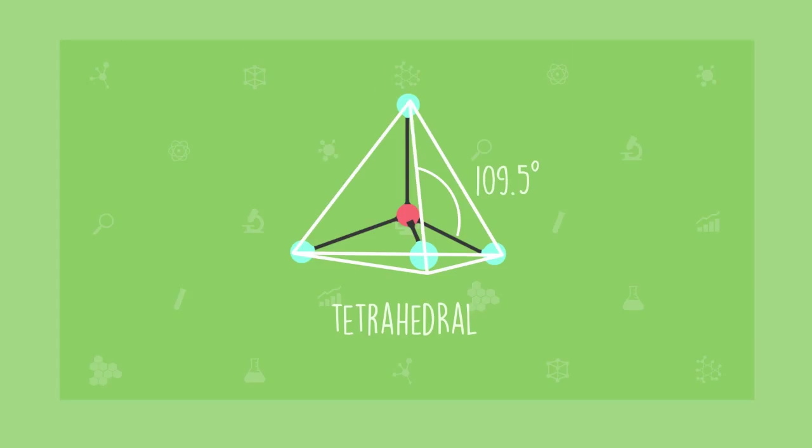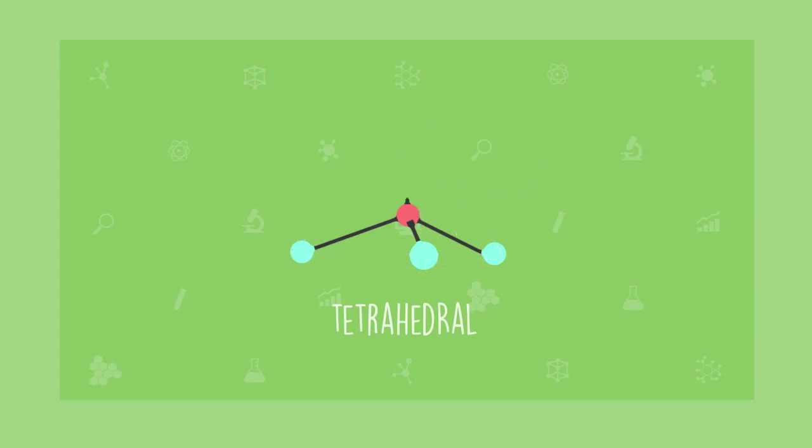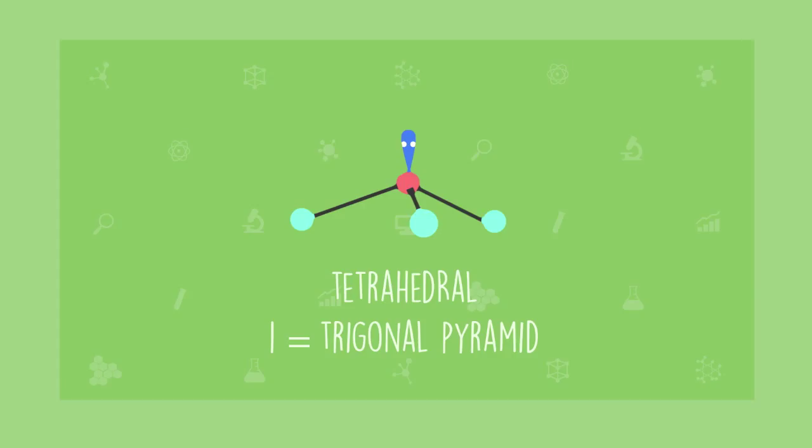Now what would happen if one of the atoms was a lone pair? Let's get rid of this atom and replace it with a lone pair. Can you see that when we look at the atoms only, the molecule now makes a pyramid shape? So a molecule with 0 lone pairs is tetrahedral, and a molecule with 1 lone pair is called trigonal, because it's a triangular shape, pyramid, because it's a pyramid. So not trigonal planar, which means flat, but trigonal pyramid.